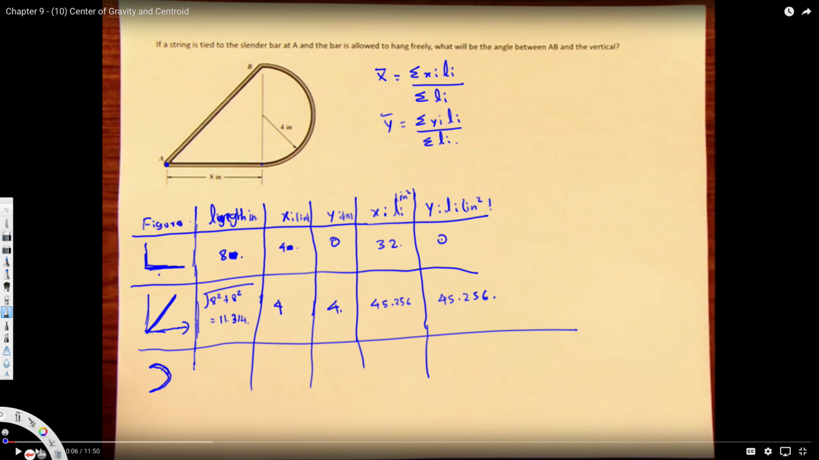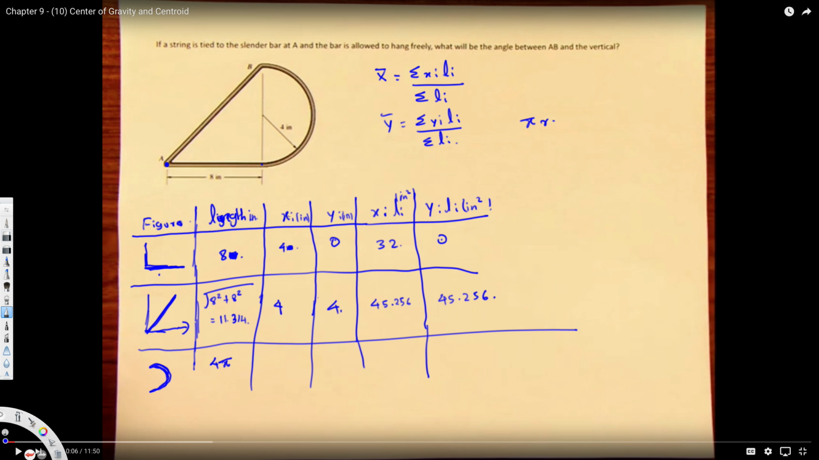Then let's move to the arc. The length of the arc is calculated by using pi r. We know the radius is 4, so 4 pi is my length of the arc, because 2 pi r is for a full circle, but since this is a half circle, we use pi r.